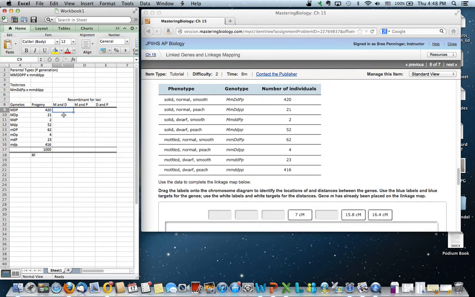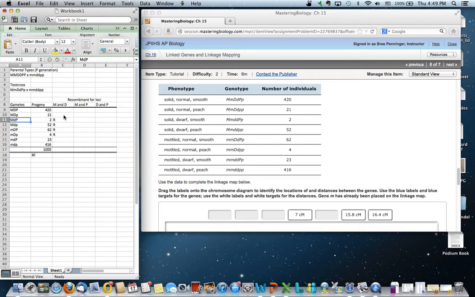So we've got a recombinant here, here, here, and here. These guys do not look like a parent for those two loci, the M and the D. They either have mottled skin and don't have the other trait, or they don't have the mottled skin and they do have the other trait. So, for example, this one has the mottled skin, but it is a dwarf. And we don't have a parent that has mottled skin and is a dwarf.